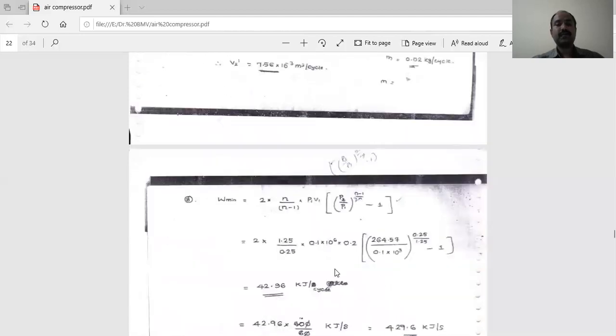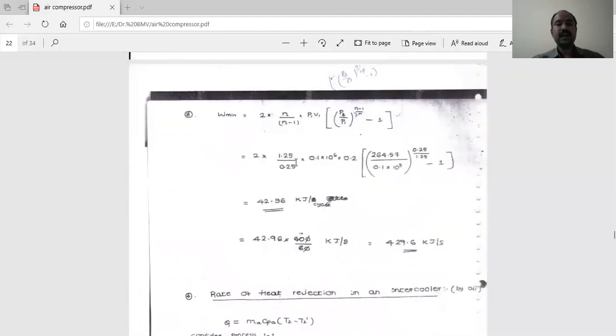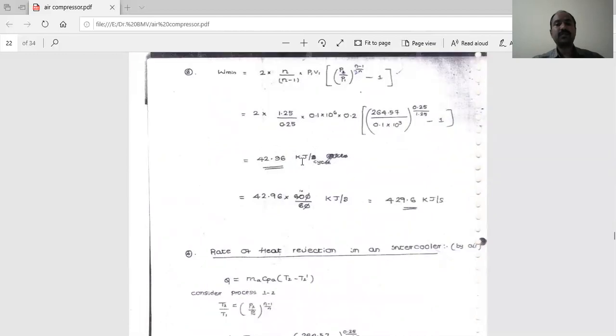Then for the work done, the expression is W is equal to 2 into N divided by N minus 1 into P1 V1 into P2 divided by P1 to the power of N minus 1 divided by 2 into N minus 1. Then you should calculate here. You can get the value of 42.96 kilojoules per cycle.